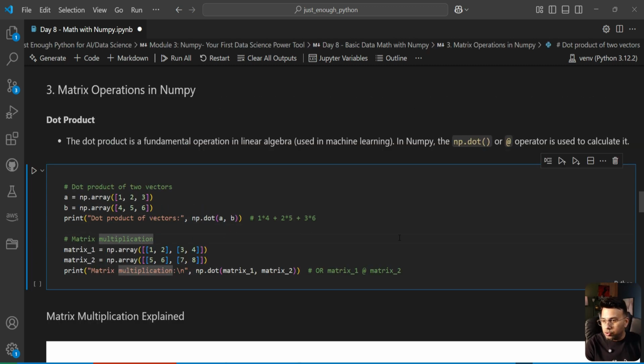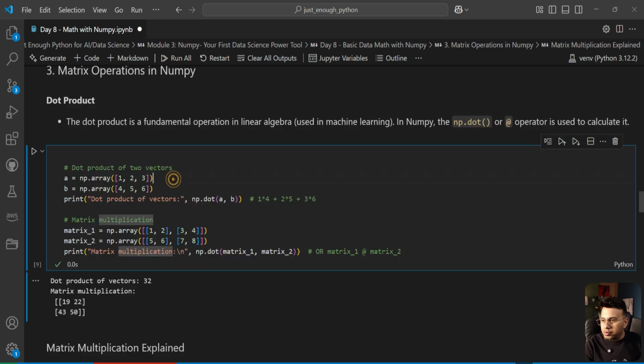Let's execute this code first and see the output. We are first creating a one-dimensional array with 1, 2, and 3 as elements, and then we are creating another one-dimensional array named B with 4, 5, and 6 as elements. We use np.dot. So dot is the built-in function for matrix multiplication or dot product. When the arrays involved are one-dimensional, we often call it dot product.